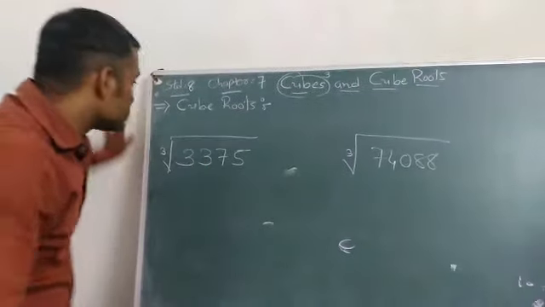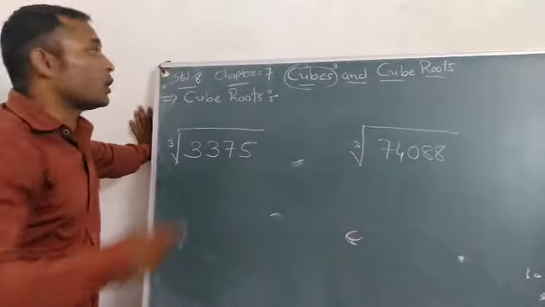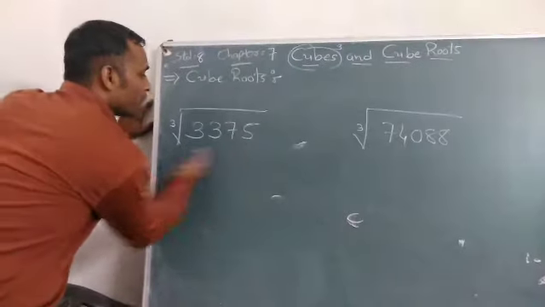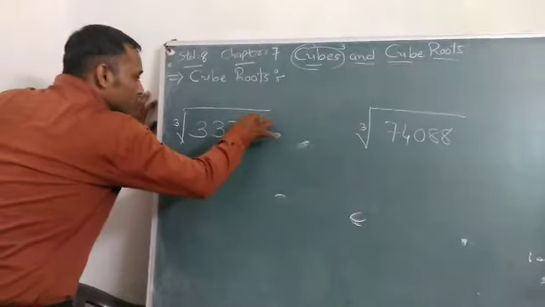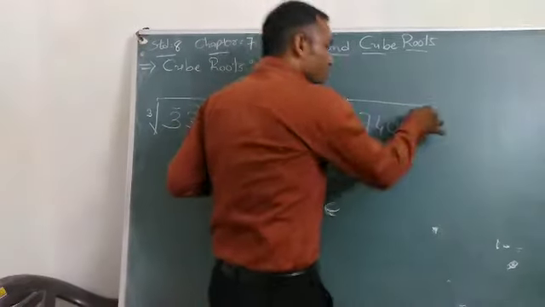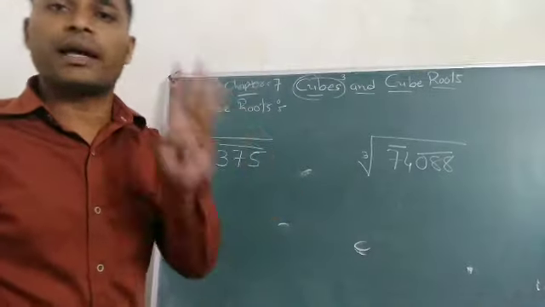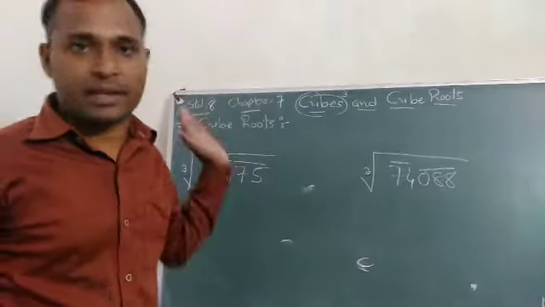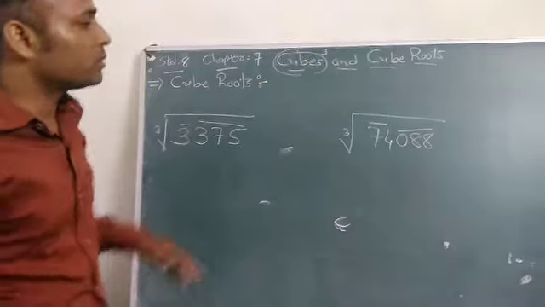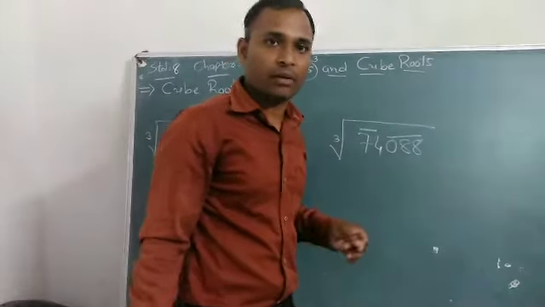Okay, so in the square root we make a group of 2. Now in the cube root, we make a group of 3 from the unit place. So this is your first group and the remainder will be as it is. Okay, we make a group of 3, the rest will be as it is. There are 4 digits, so 3 digits in the group and 1 will be the rest. There are 5 digits, so 3 will be in the group and 74 will be the rest.